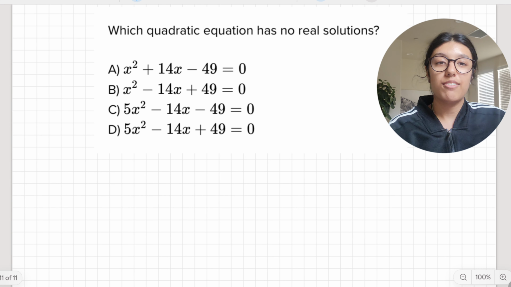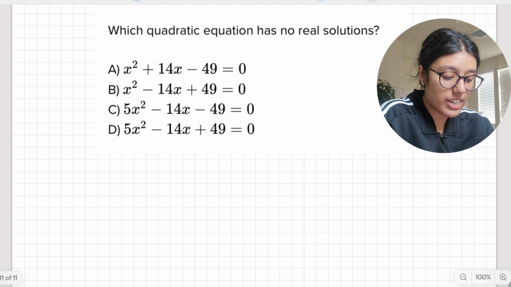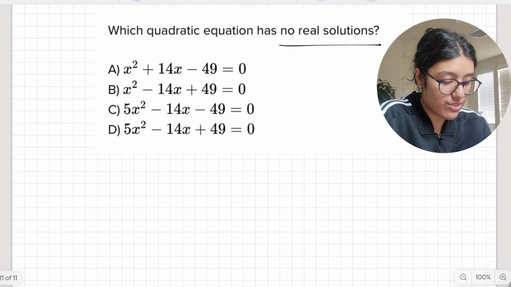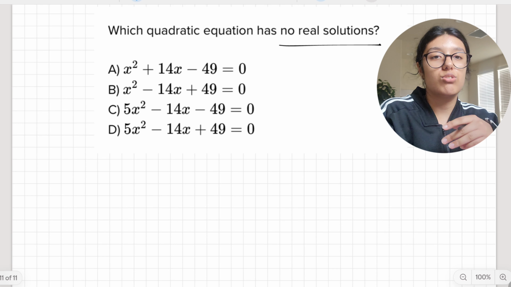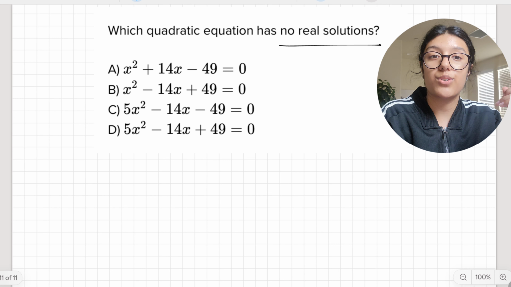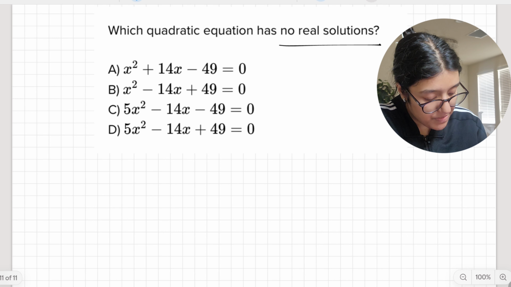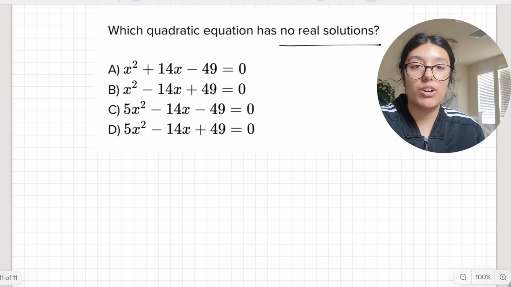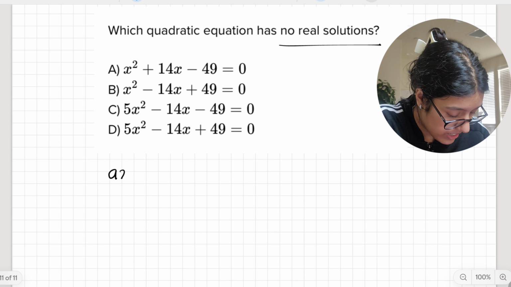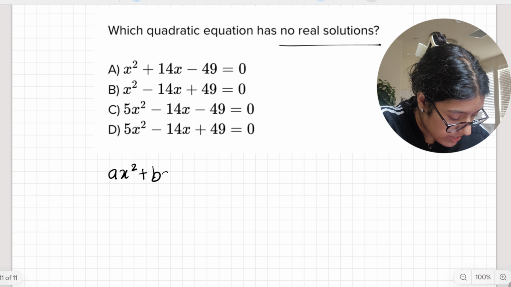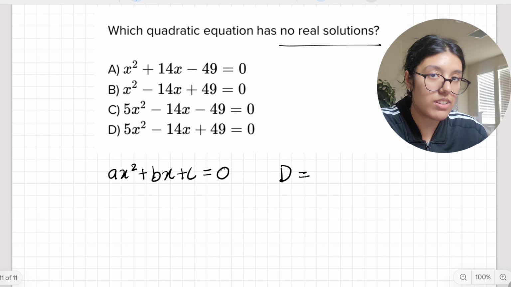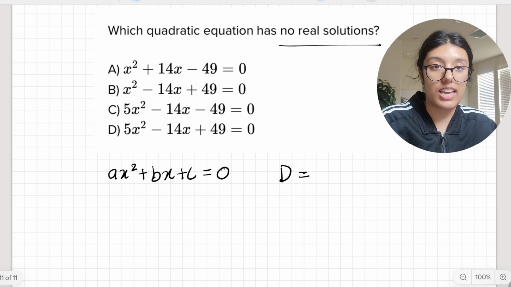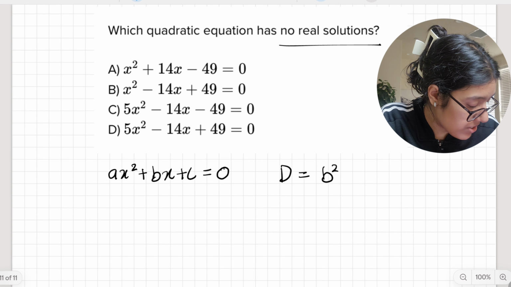All right, so now for our last problem, which quadratic equation has no real solutions? So whenever I see no real solutions, I automatically think it has to do something with the discriminant. For those of you who don't know what a discriminant is, if you have a quadratic expression in the form of ax squared plus bx plus c equals 0, then the discriminant, we're going to denote it as a capital D, is equal to b squared minus 4ac.